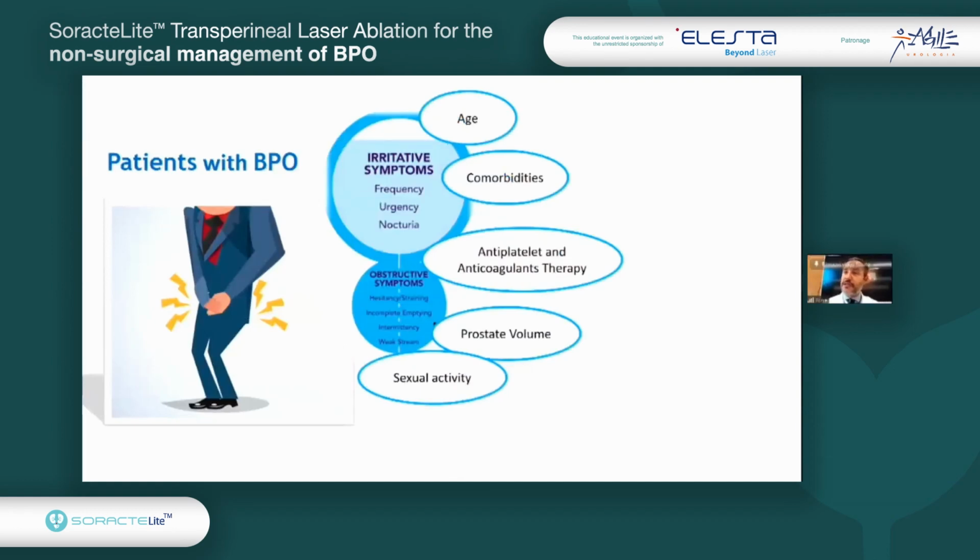They may have different comorbidities. They may use therapy like antiplatelet or anticoagulant therapy. They may have different prostate volume, which drives the decision in a different way about the different surgical treatments available. And also they may have sexual activity or not. They may be younger and healthier, or older, with several differences in terms of sexual activity. So this may drive the decision to go towards surgical treatment, and different surgical treatments.